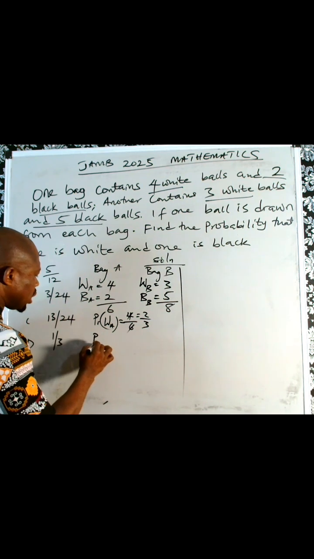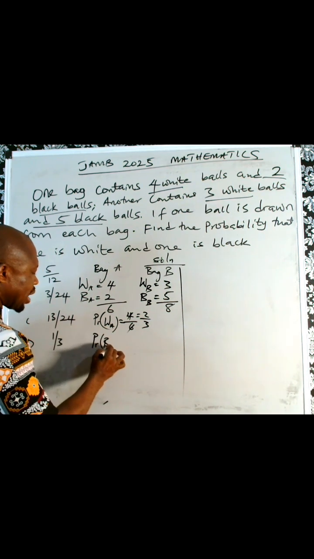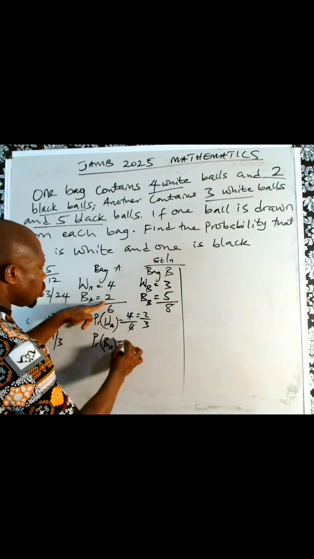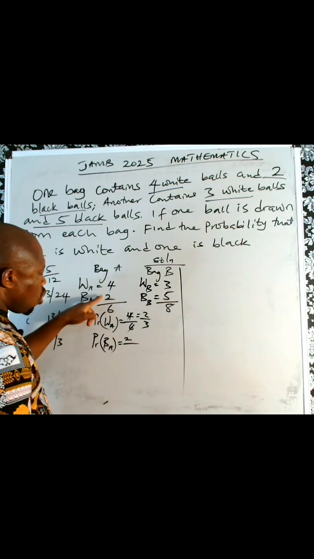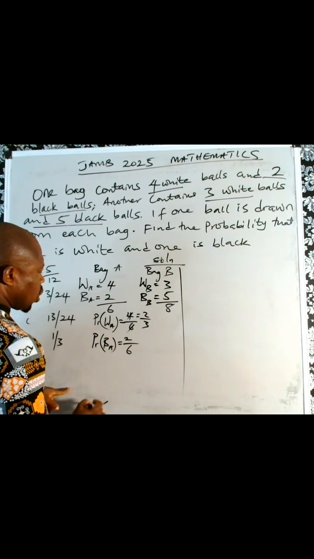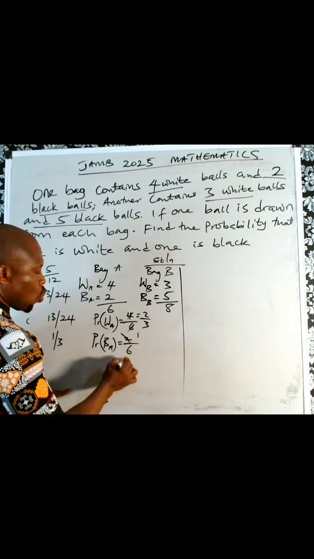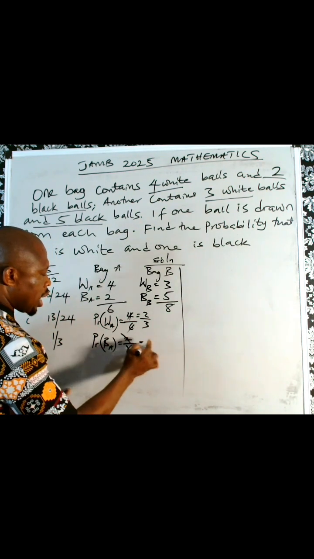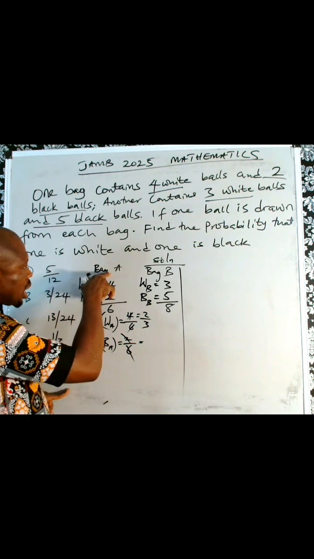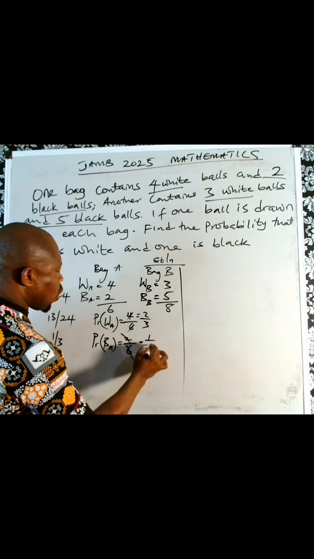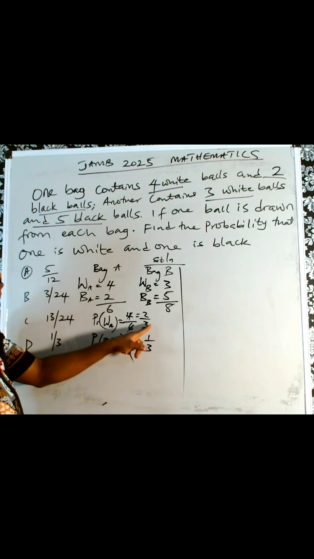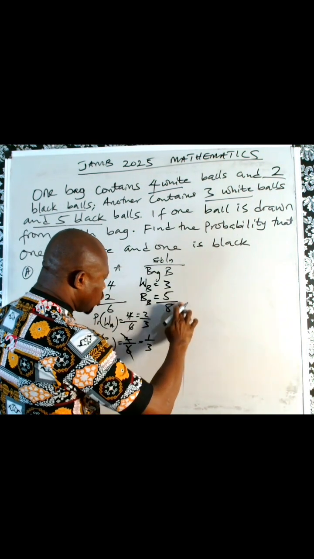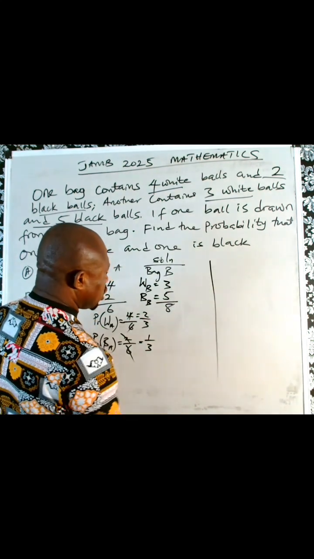Now, probability of black in A, number of blacks is 2, all over the total, which will give us 2 can come here to give you 1, and here to give you 3. So the probability of black balls in bag A is 1 over 3. Note this, note this. Now I want to erase this, or rather shift it.